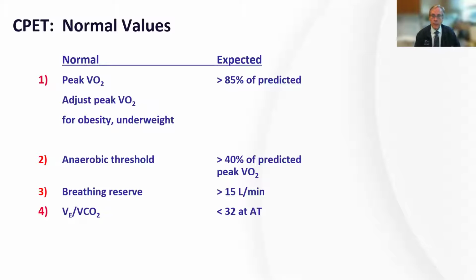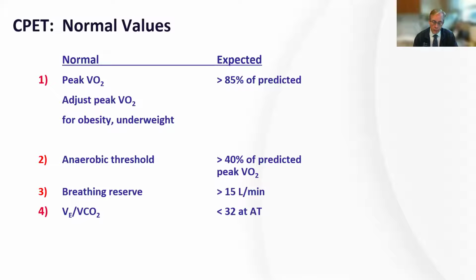Breathing reserve, I like to see more than 15 liters, but some people use the percent of MVV above 80 or 85% of the total. So that means the ventilation during exercise compared to the MVV is higher. And finally, ventilatory equivalent for CO2, as long as the end tidal is okay, should be less than 30, 32. So those are kind of like a 10,000 foot view.